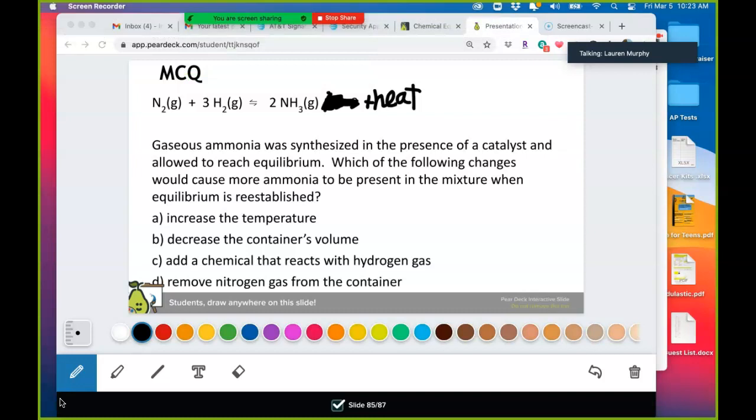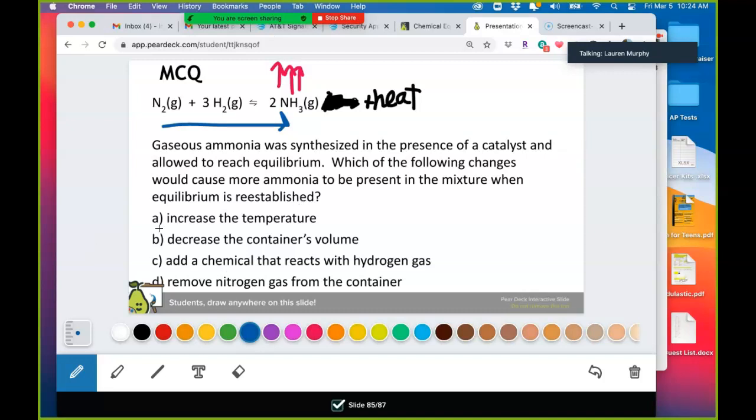So let's talk about these stresses and what they're doing. We're making ammonia in the presence of a catalyst, so it helps make it faster, okay? Which of the following would cause more ammonia to be present? So let's work through the thought process of what that means. Well, if more ammonia is present, it means I'm increasing the amount of ammonia. In order to increase the amount of ammonia, I need to be shifting towards ammonia, okay? So I need to apply a stress that will allow me to shift towards ammonia so I can make more ammonia.